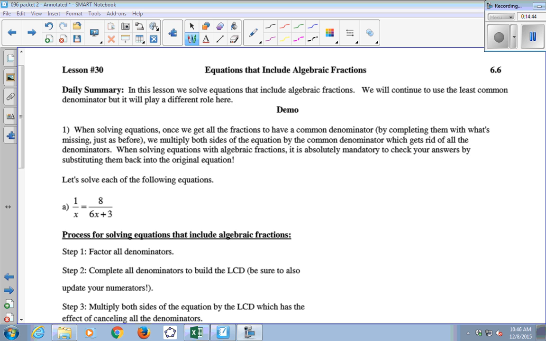All right, don't forget, it's absolutely mandatory to check your answers when you're solving algebraic fractions, because you will sometimes get what's called extraneous solutions. You'll solve and it'll look like there are two solutions, but one of them really doesn't work.